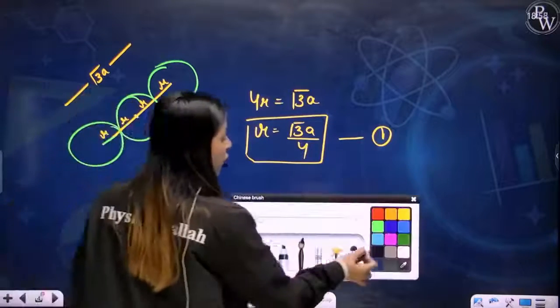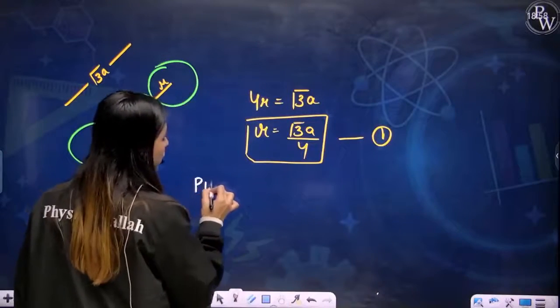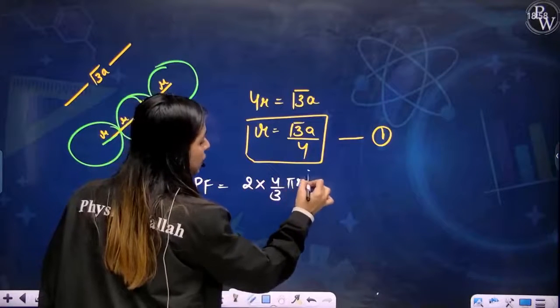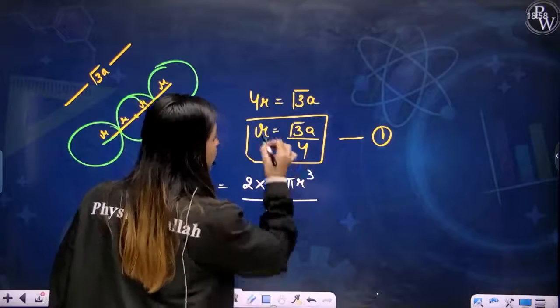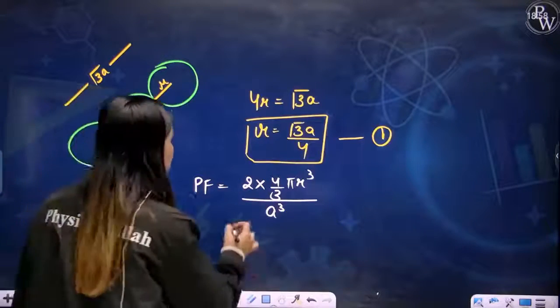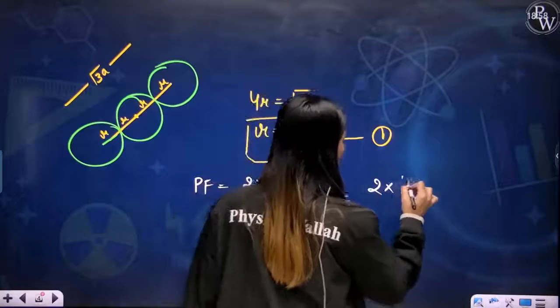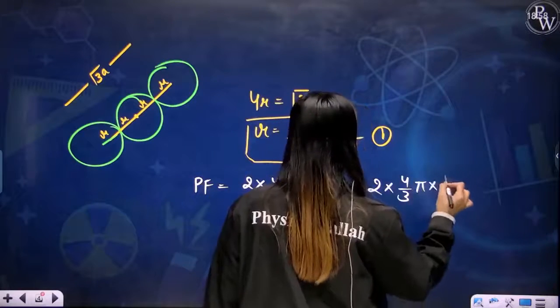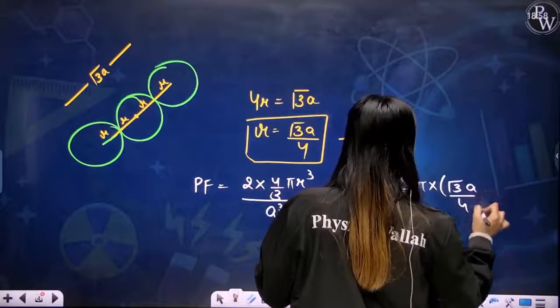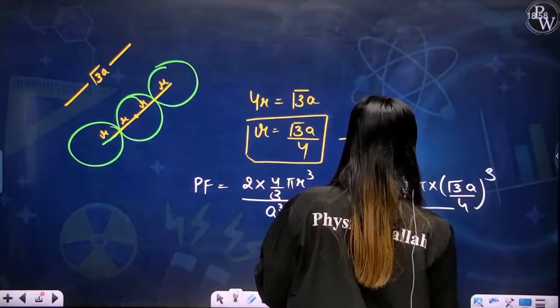Now we will use this relation in the packing fraction. For calculating the packing fraction, we know that it came out to be 2 into 4 by 3 pi r cube upon a cube. I know that r is equal to root 3a by 4. I'll just use this into this. This will give me 2 into 4 by 3 pi into r, which is root 3a by 4, whole cube, upon a cube.